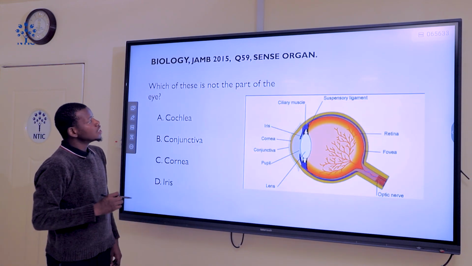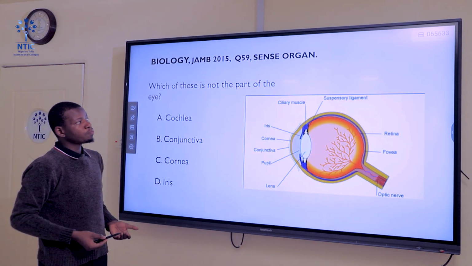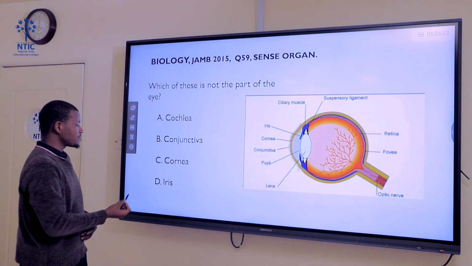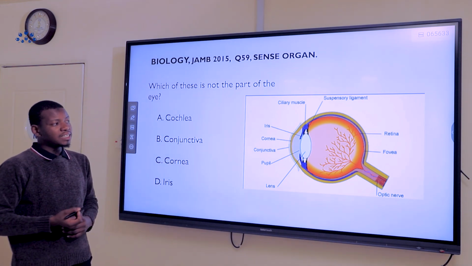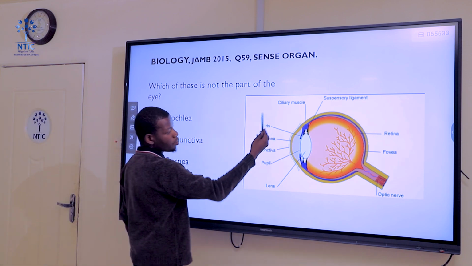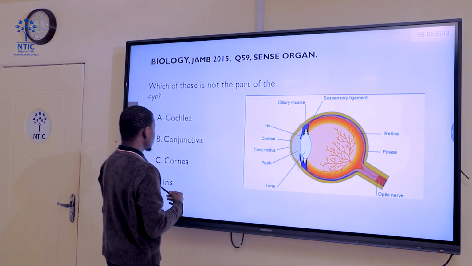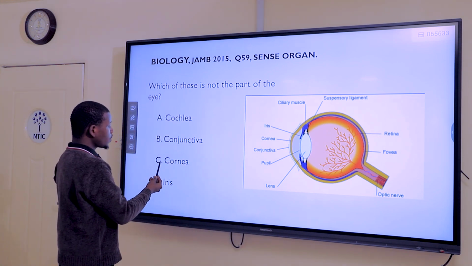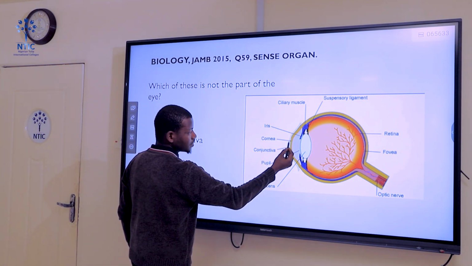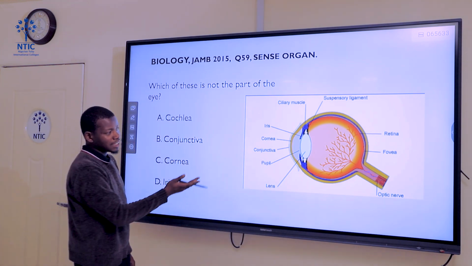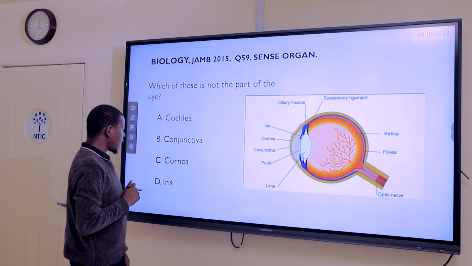Question 59. Which of these is not the part of the eye? A. Cochlea, B. Conjunctiva, C. Cornea, and D. Iris. Now here is the diagram of the eye. Conjunctiva is a part of the eyes. Here it is. It has a protective function. Cornea is also part of the eye. This is cornea, and cornea is what refracts or bends light as light moves into the eyes.